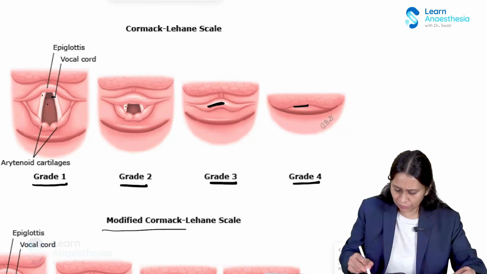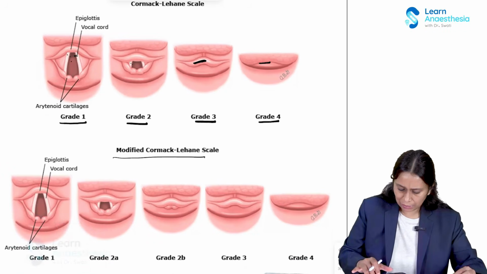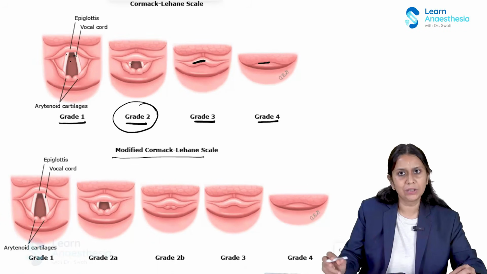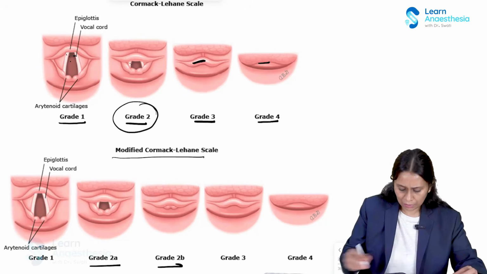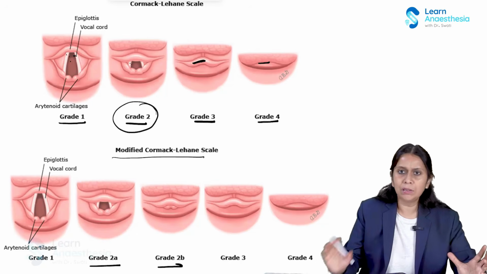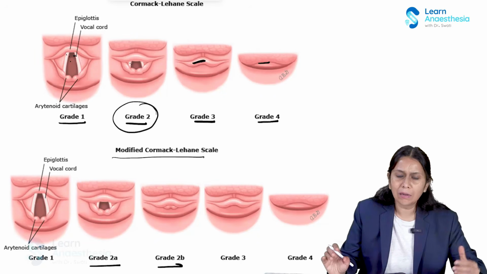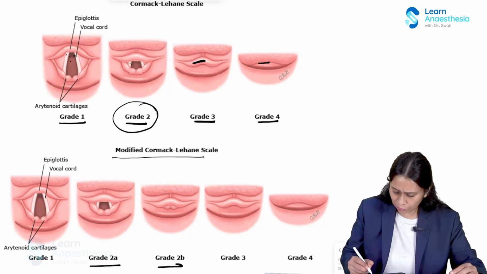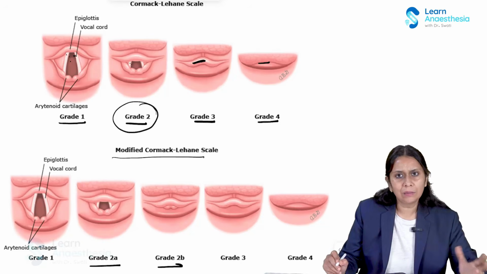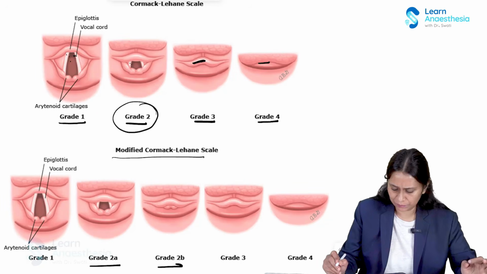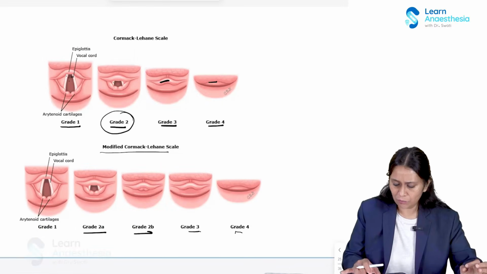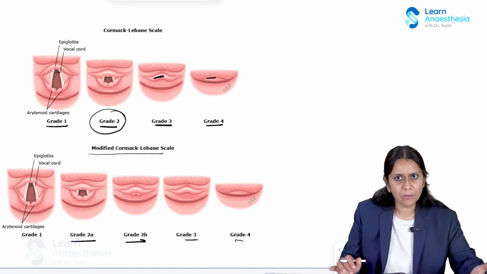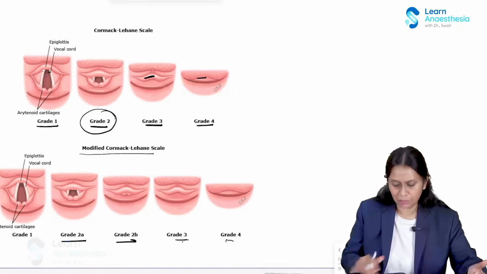Now in the modified Cormack-Lehane scale, what was done? Grade 2 was further divided into 2A and 2B. In 2A, the glottic opening was, let's say, half visible, and in 2B only the arytenoids and the very posterior part of the glottic opening were visible, right? Grades 3, 4 and 1 remained the same. A further modification was done later in which grade 3 was divided into 3A and 3B.